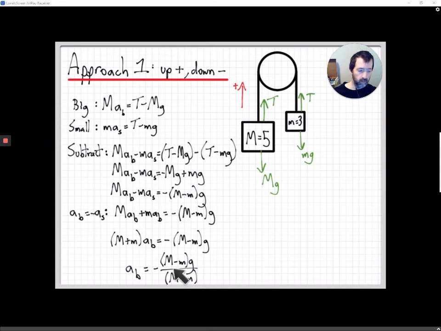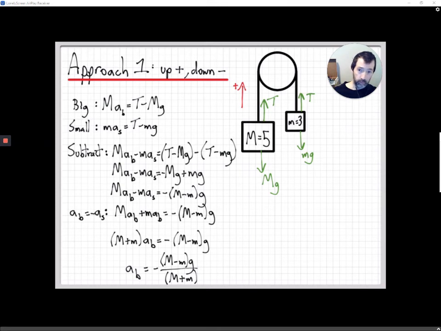Notice that big M minus little m, that's going to be positive. And so this explicit minus sign here that I ended up with tells me that the acceleration for the big block is negative. It's accelerating downward. So that's what I would have guessed, and that's what I got by going through my algebra.